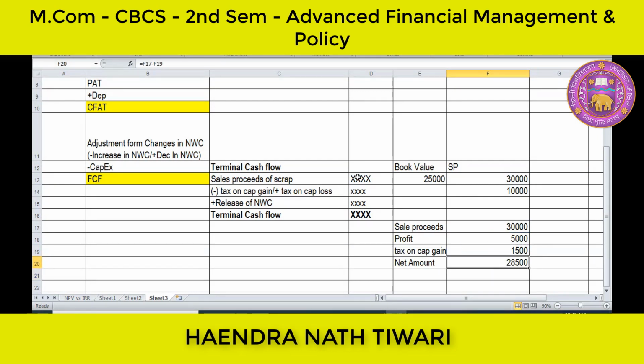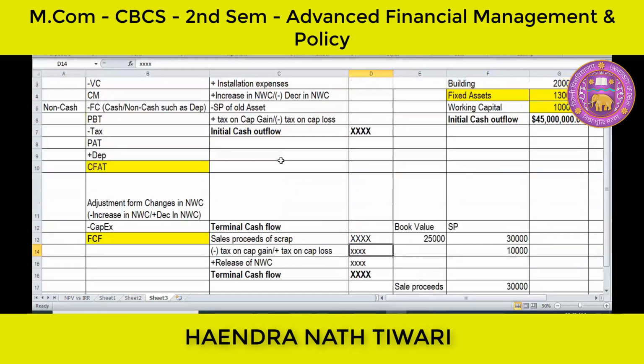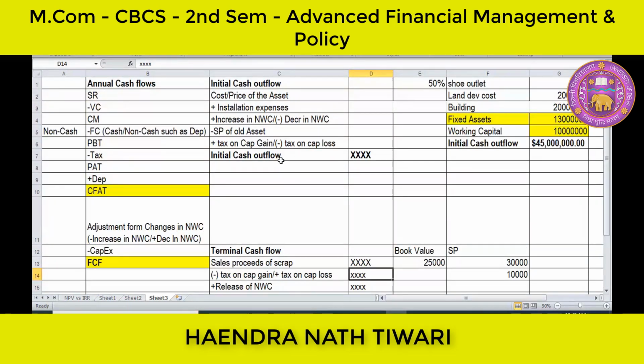This is what I did. This is what I will receive and this is what I will pay. The net amount is my terminal cash flow. Is this point clear? Yes, sir. So anyone else who is willing to ask any question till here, I will be happy to take the question. Otherwise, I'll proceed with the next type, which is payback period.